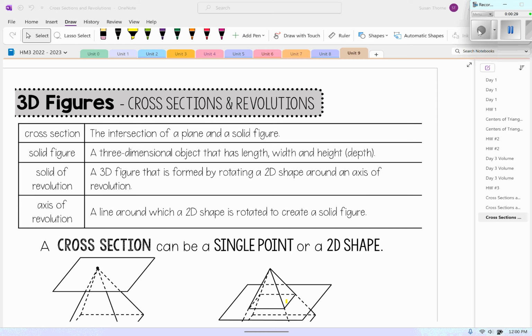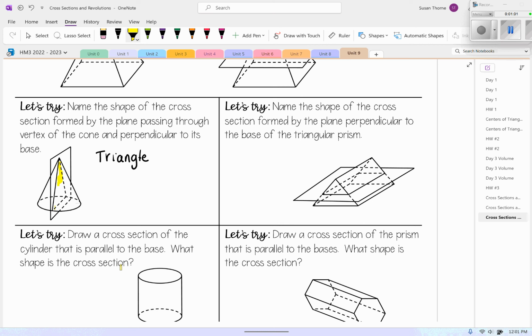So if we hit at the top of the pyramid, it gives us that point. Or if we have a cross section that's right here in the middle, you can see it makes this 2D shape, which looks rectangular. So it says, name the shape of the cross section formed by a plane passing through the vertex of the cone perpendicular to its base. So you can see this is the shape that we're creating right here with that plane that's crossing through the cone, which makes a triangle.